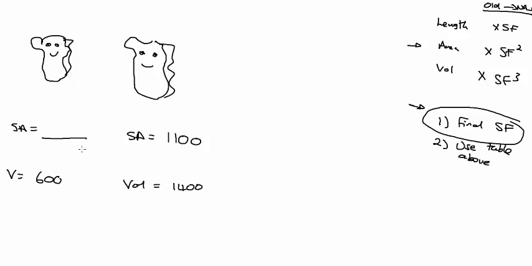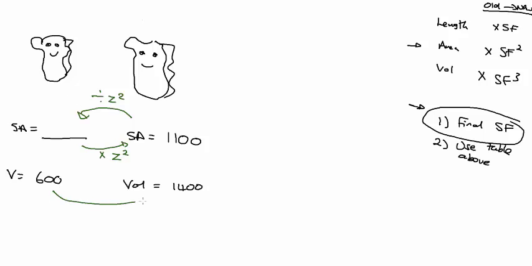That's how you do this. Now, between here and here, to go from small surface area to big surface area, you'd have to times it by scale factor squared. So we need to find the scale factor, and we need to actually divide by it squared. But unfortunately, we don't know what the scale factor is. How are we going to find that? Because we don't know the lengths.